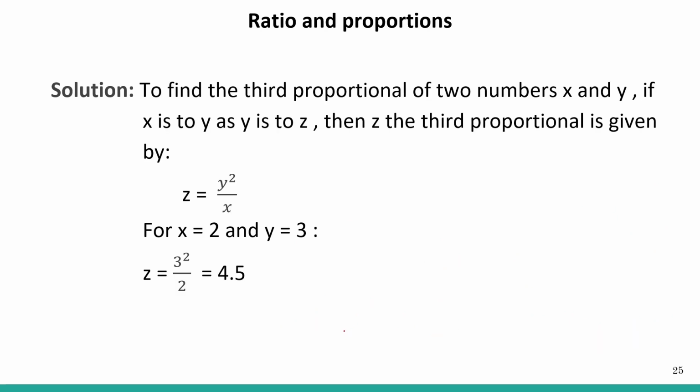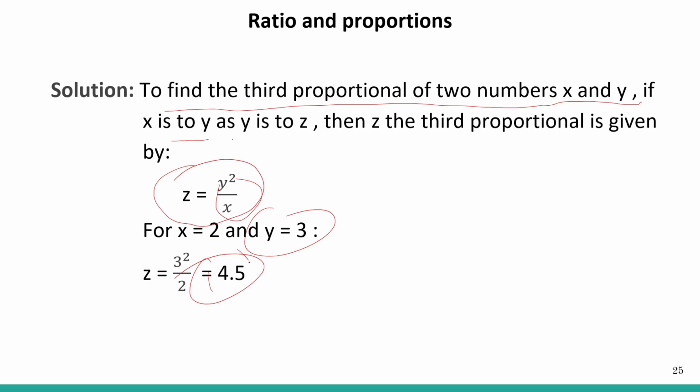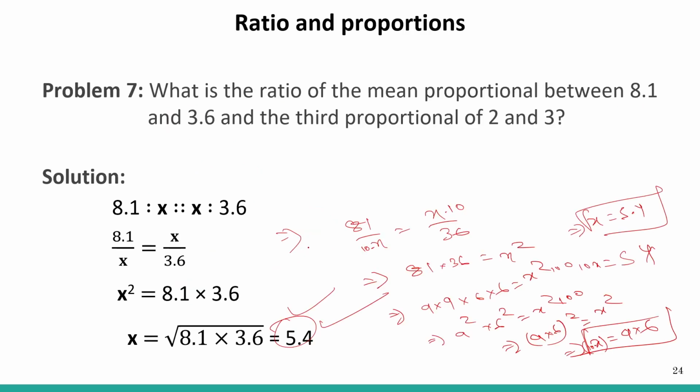Okay. So what we need to find now is the third proportional of the two numbers x and y. So if x is to y as y is to z, then the third proportional is given by what? Z is equal to y square by x. So x is equal to 2 and y is equal to 3. Putting that in this equation, what we are left with is z is equal to 9 by 2. 9 by 2 is nothing but 4.5.